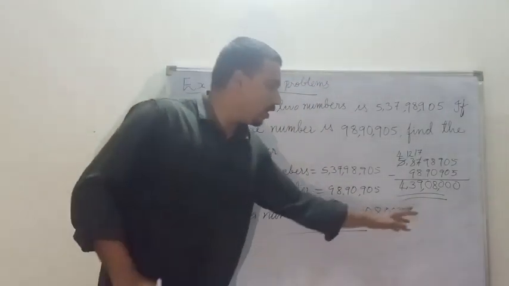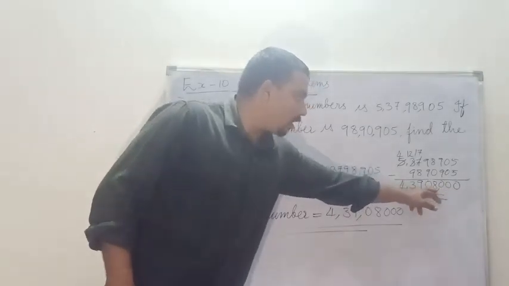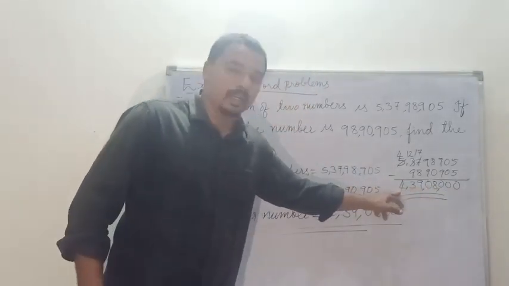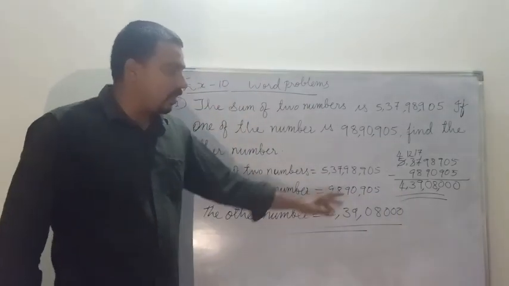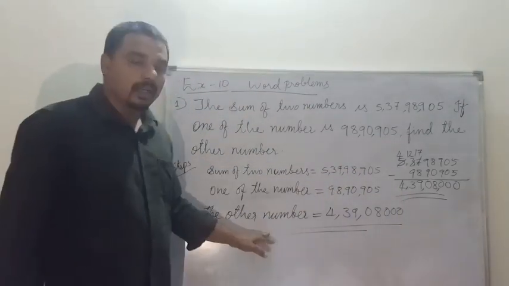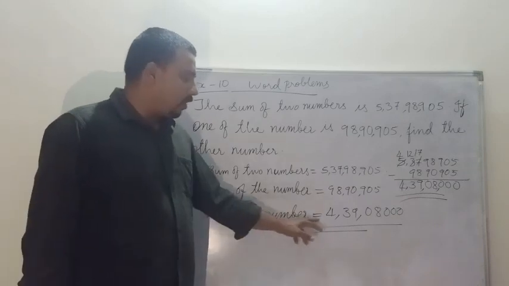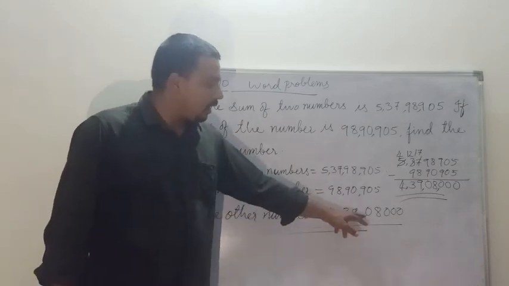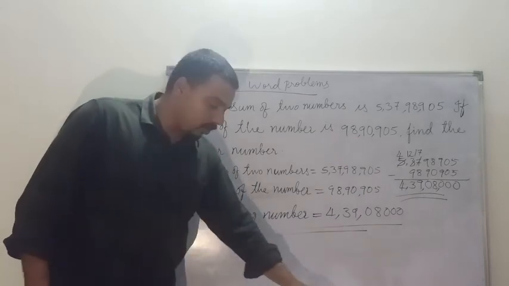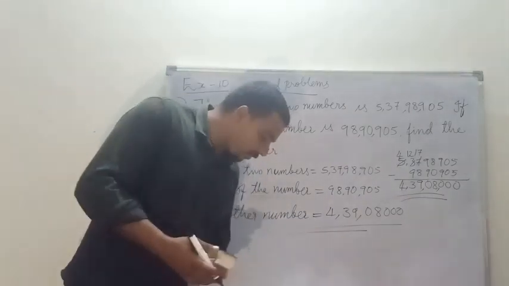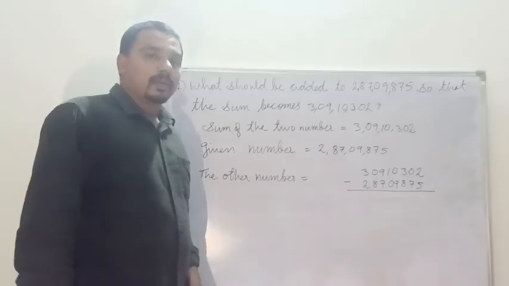So make sure that you count it: ones, tens, 100, 1,000, 10,000, lakh, 10 lakh, and crore. Clear? So after getting the difference, you have to write the answer in a sentence. The other number is equal to 4 crore 39 lakh 8,000. Clear? We will discuss one more question. Afterwards, we will discuss some properties.